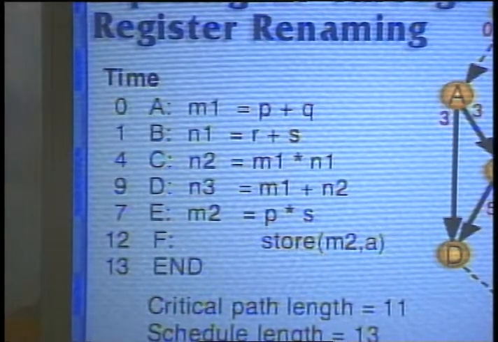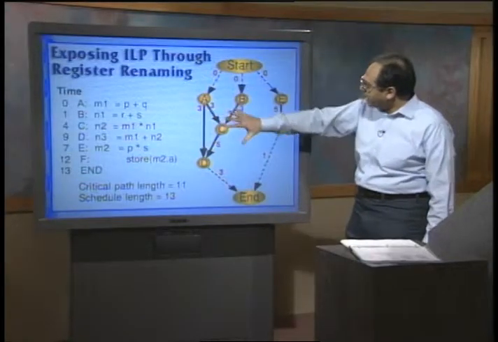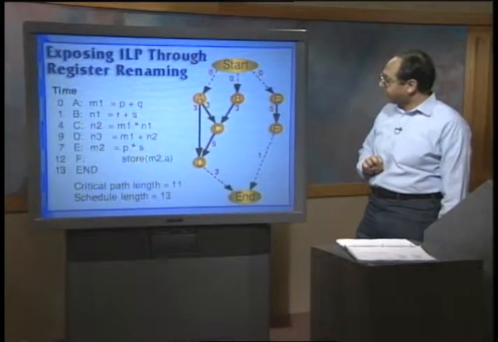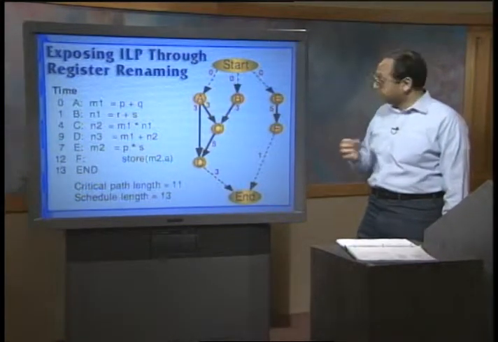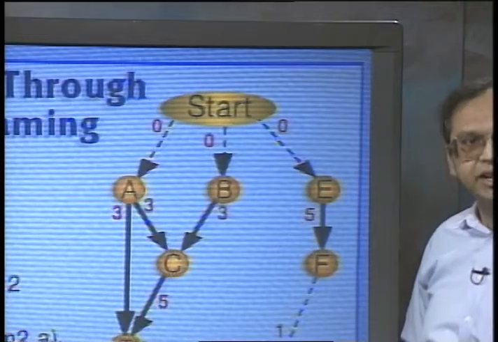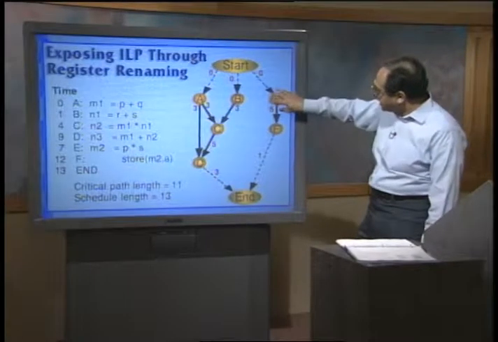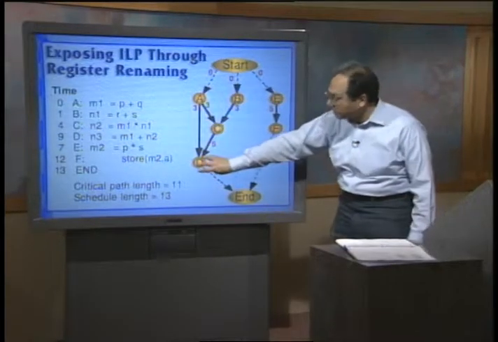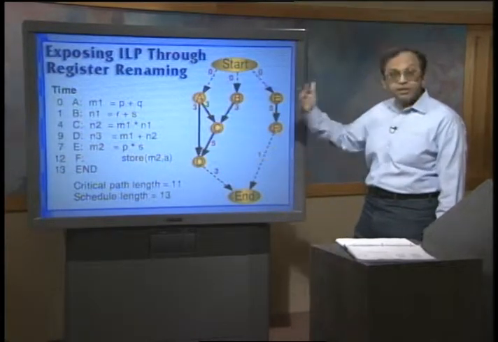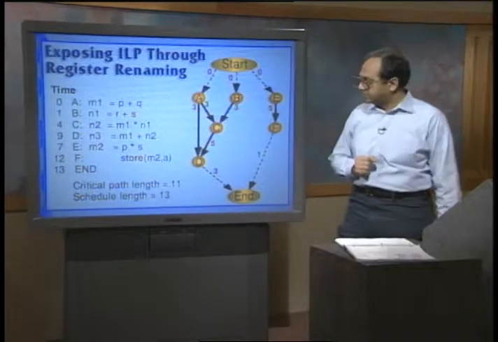As soon as you do this, all of the anti-dependencies disappear, all the output dependencies disappear. You end up with a graph which obviously has far fewer edges, which also is therefore more parallel. The critical path through this is only 11 cycles rather than the 14 cycles that we had before. And that's because E is no longer anti-dependent on D over here. If we schedule this in the same way that we talked about earlier, we end up with a schedule length of 13 rather than 16.